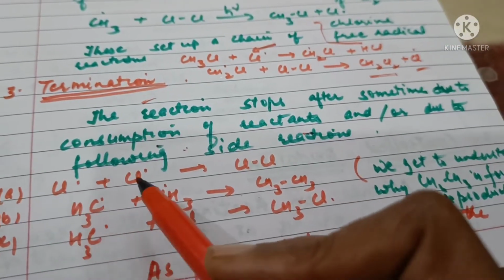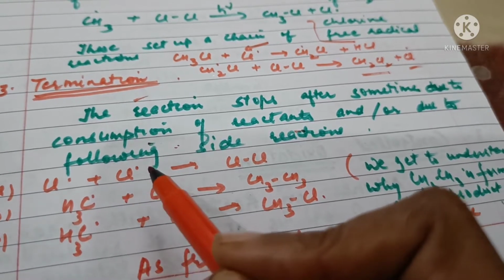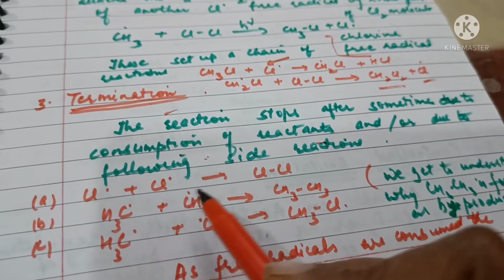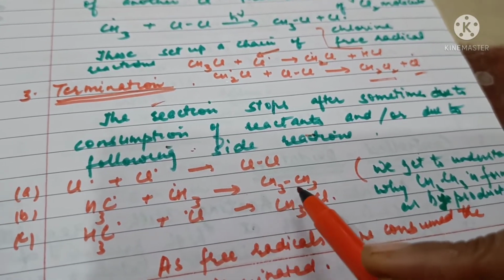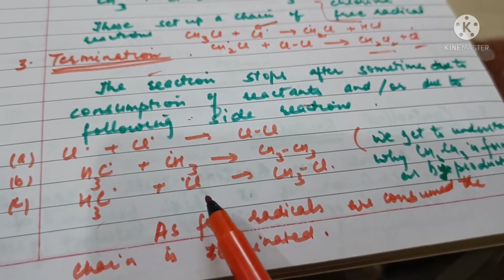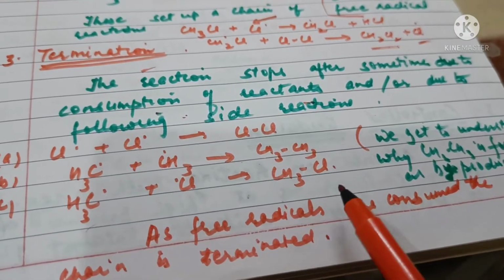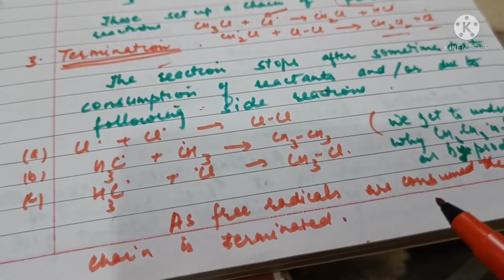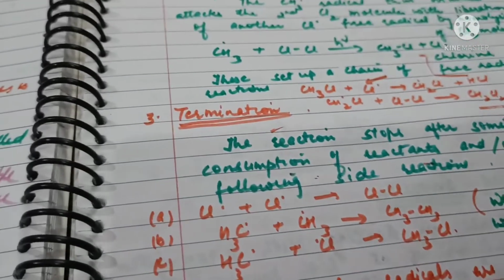So one chlorine free radical can combine with a chlorine free radical to form a chlorine molecule. Methyl free radical can combine with methyl free radical to form the neutral molecule ethane. Methyl free radical can combine with chlorine free radical to form the neutral molecule methyl chloride. So as free radicals are consumed, the chain reaction is terminated.